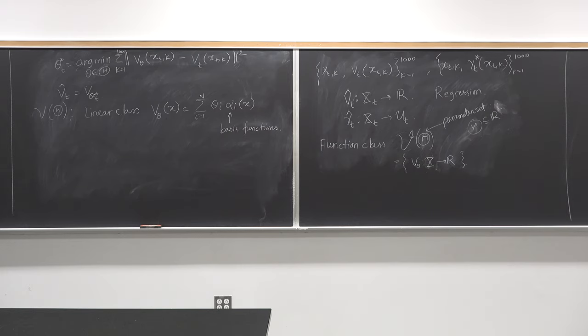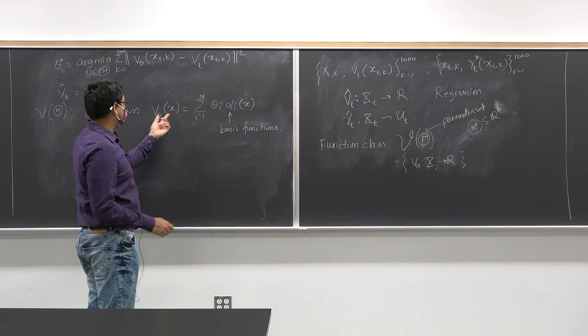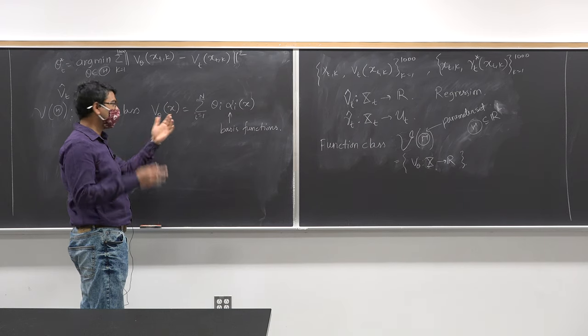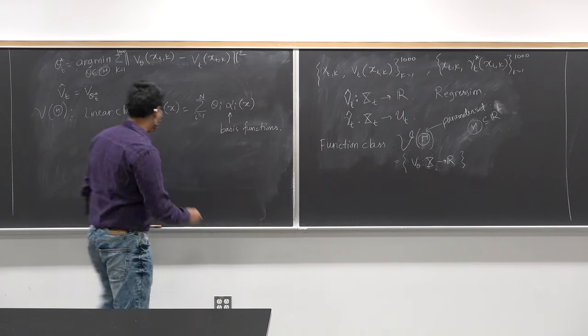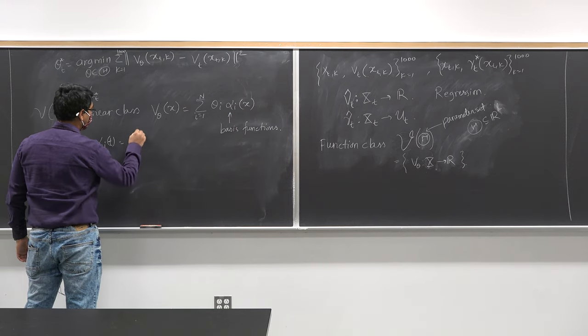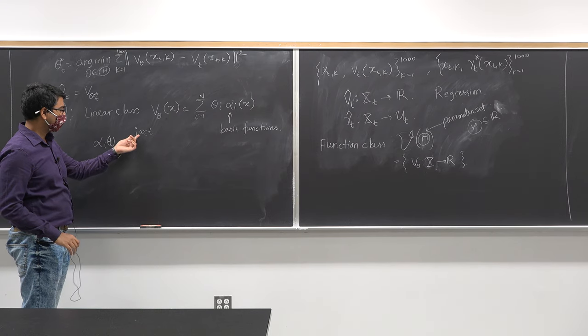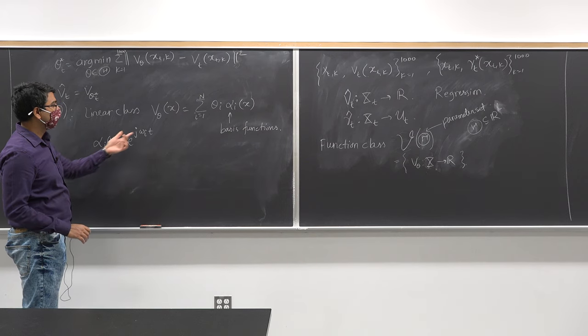What is the connection of this to signals and systems? Did we have basis functions in signals and systems? If you all remember, complex exponentials were basis functions in signals and systems class. In signals and systems, what was different? This function was a function of time t, not x, or in some sense x was one dimensional. This alpha i of t was e raised to j omega i t. Omega i was the frequency, j is the complex number square root of minus 1, and t was the time, which was what we were trying to approximate.